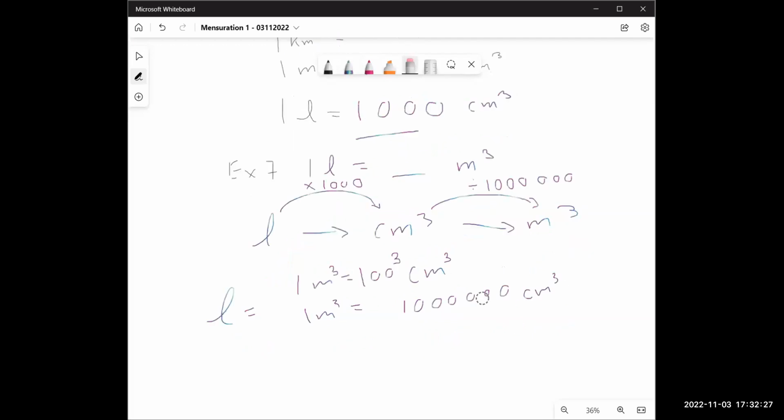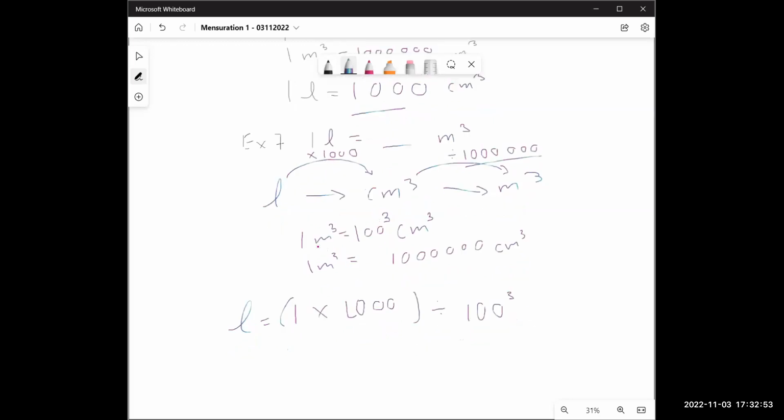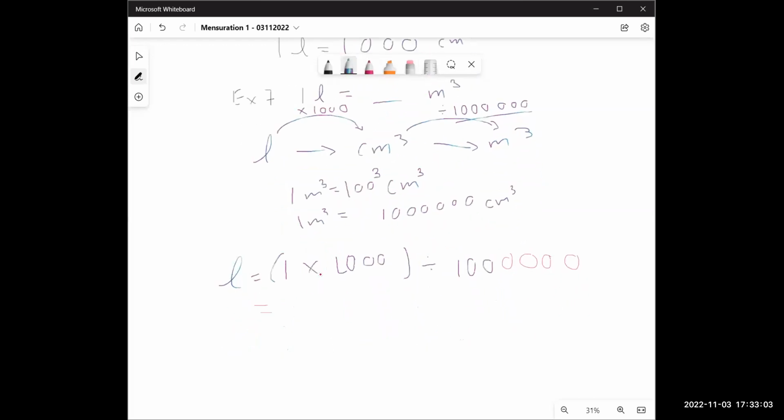And the answer should be how much? 1 liter is then 1 times 1,000. We multiply with 1,000 first. And what do we do after that? Divide with how much? 1 million, which was 100 cube, because basically 1 meter cube is 100 cube centimeter. So we divide with 1 million. And that will give us the answer as, tell me, how much?